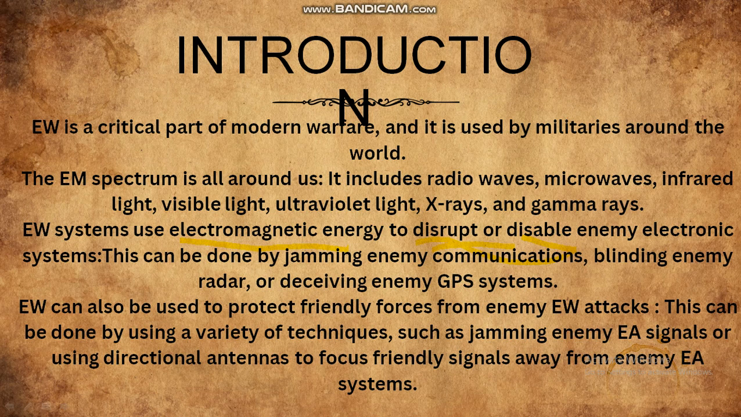Electronic warfare can also be used to protect friendly forces from enemy electronic attacks. This can be done using a variety of techniques, such as jamming enemy electronic attack signals or using directional antennas to focus friendly signals away from the enemy electronic attack systems.